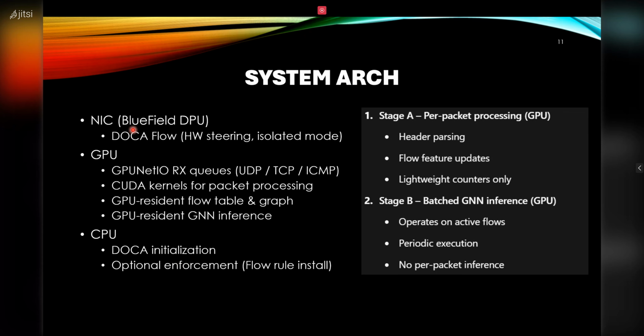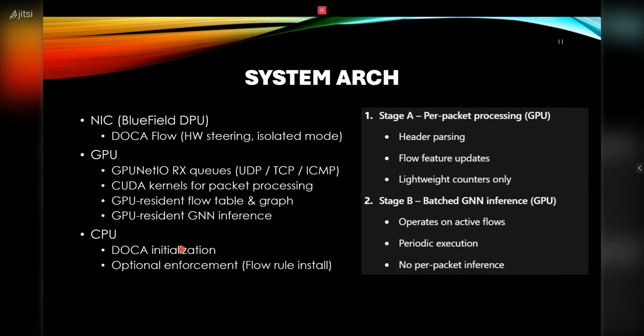The system architecture consists of a NIC, GPU, and CPU. The NIC is the BlueField DPU where we have the flow, and the GPU is embedded on the same system on chip. We utilize the GPU NetIO library and build RxQs on UDP, TCP, and ICMP, and we utilize the CUDA kernel for packet processing. The GPU-resident flow table also sits in GPU memory, and we build a graph on these flow table entries and then make GNN inference based on this flow table.